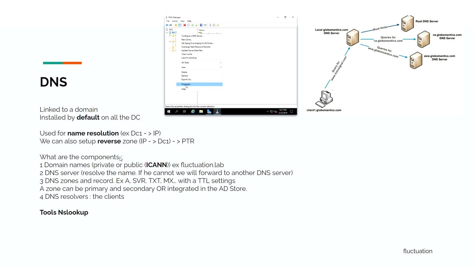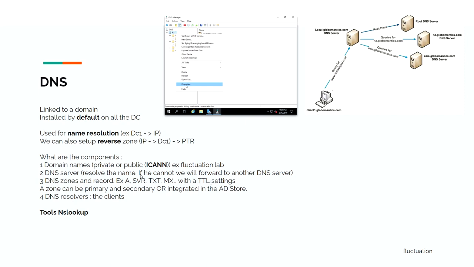What are the components? First you have the domain name. It can be private or public. For example, fluctuationit.lab is one of my private domains here. The DNS server resolves the name, and if it cannot do it, it will forward it to another DNS server. And in the DNS zone, you will have to manage records. Some records are automatically created, so you can have A, SRV, TXT, MX, and with a time to live setting, of course.